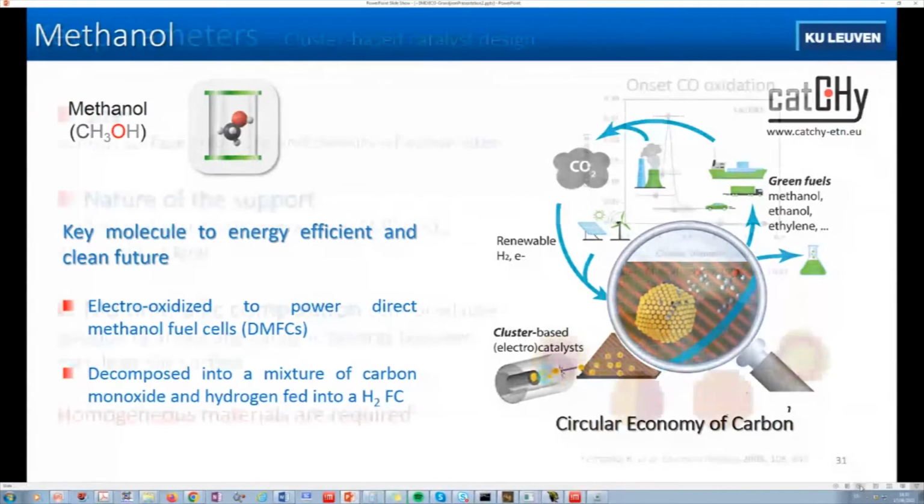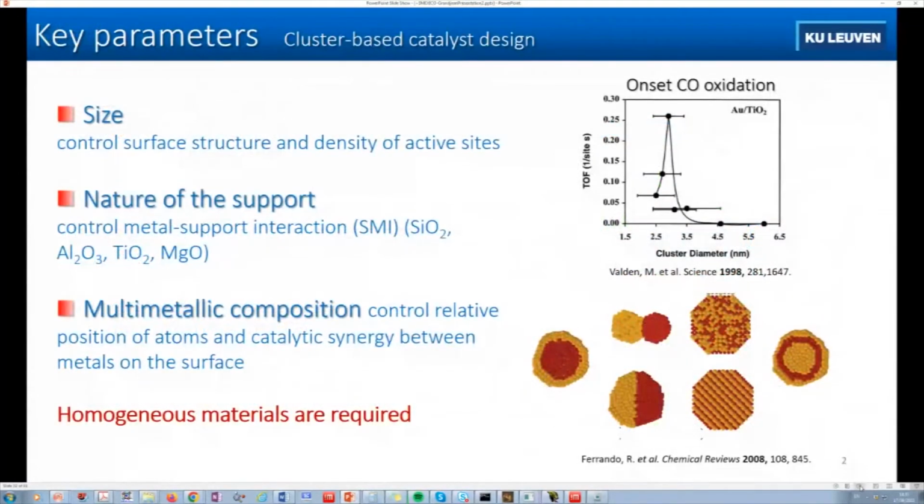So the idea is to design new catalysts. This is not a very easy topic, because catalysis is very complex and there are so many parameters and it's very difficult to observe because, of course, everything is happening in situ. So basically, if you want to design a catalyst with cluster or nanoparticle, there are three parameters that you need to consider. Of course, the size, because it's controlling the surface structure, the density of active sites. You see all the work that shows that at one precise size, then you have a huge activity.